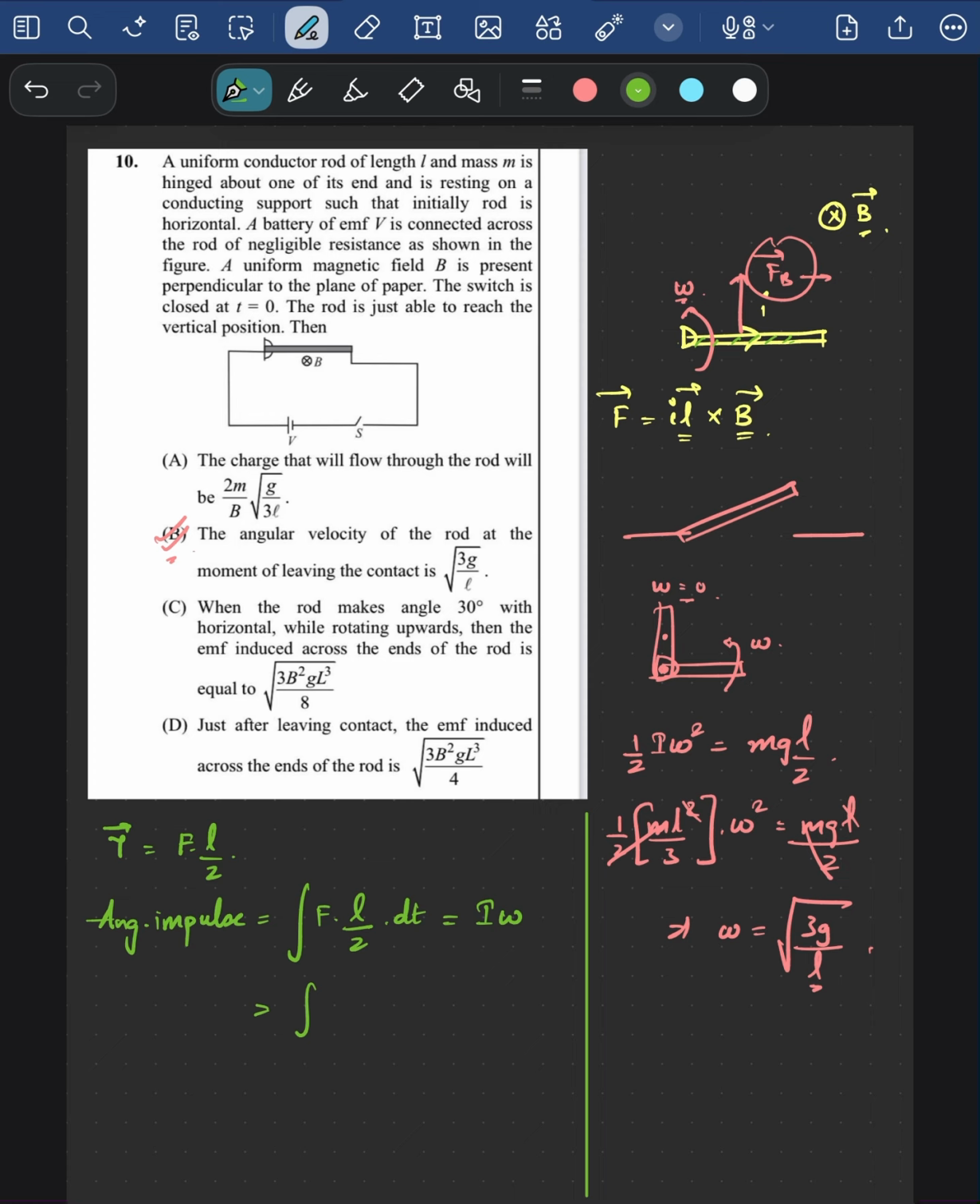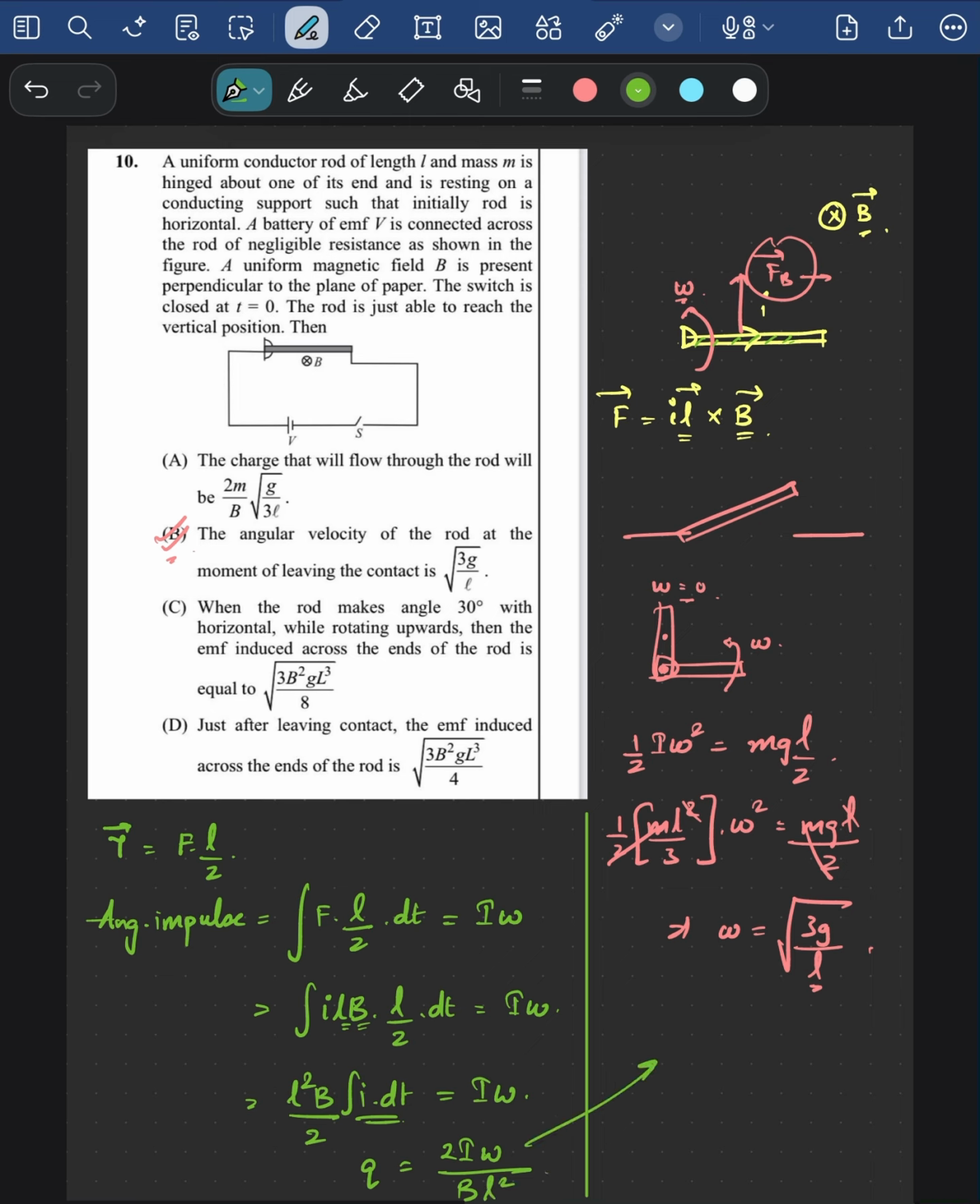Right, what is this F equal to? This F will be equal to ILB. So ILB into L by 2 into dt should now be equal to I omega. L doesn't vary with time, B doesn't vary with time. The only thing which can vary with time over here is probably I itself. So we'll now write this as BL squared by 2 integral I dt is equal to capital I omega, and this integral I dt is your charge flow. So your charge flow over here will be equal to 2I omega by BL squared.